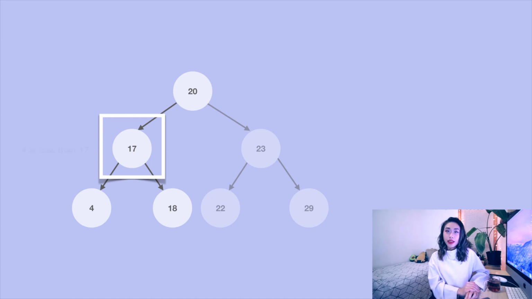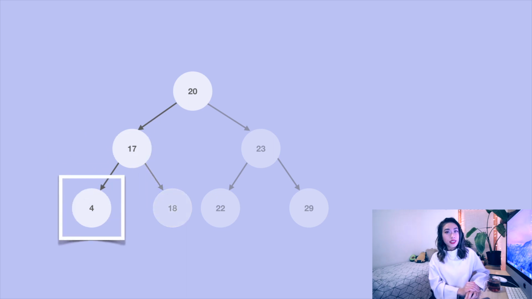Now we compare again and we see 4 is less than 17, so we go left again. Once again, we just discarded the entire right half of this subtree. And now we have arrived at 4 without having had to check every single other node in the tree. Binary search trees are extremely fast for insertion, for deletion, and for accessing any element, even at large sizes. Another advantage is that binary search trees naturally stay sorted, so it is easy to get all of their elements out in sequence.